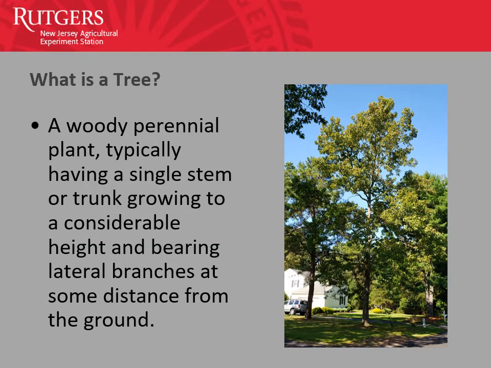So here's just a dictionary definition of a tree. Woody perennial plant, typically having a single stem. Notice it says typically, not always. Growing to considerable height. Considerable could be a lot of things, pretty subjective, and bearing lateral branches at some distance from the ground. So that's a good definition. I feel like it probably fits all of our mental image of what a tree looks like, but it doesn't really tell us a lot in terms of specifics for a definition, and that can be really important to iron out.